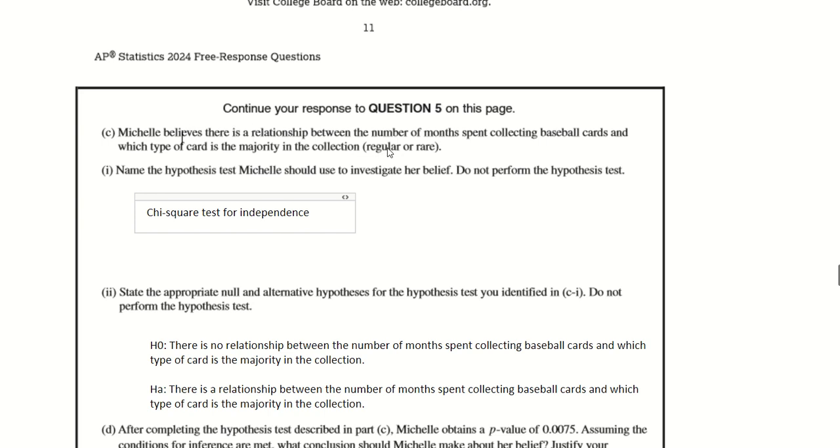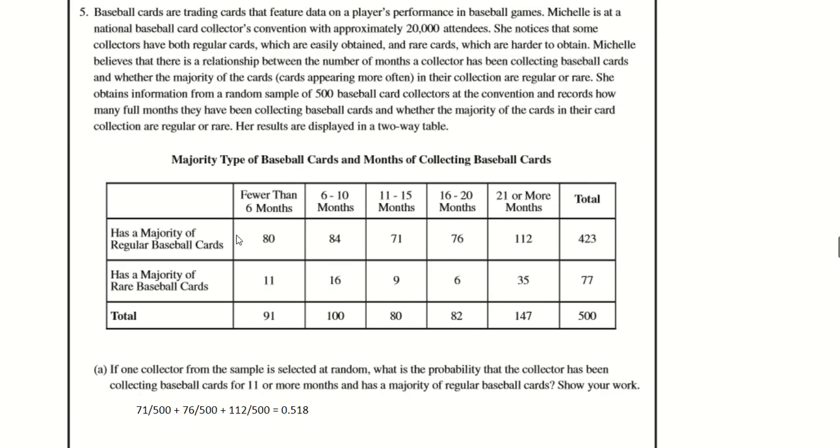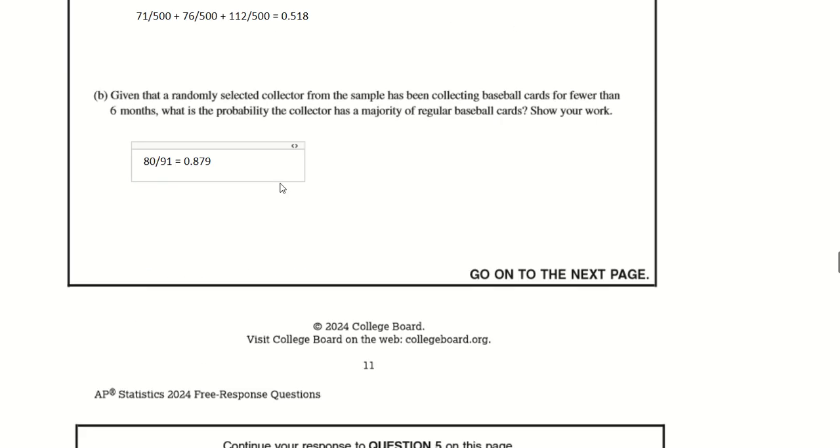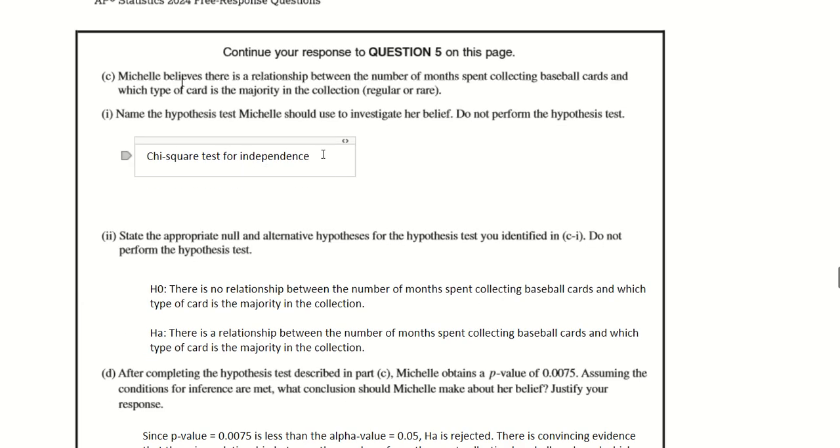Michelle believes that there is a relationship between the number of months spent collecting baseball cards and the type of card that is the majority in the collection. So the hypothesis test for this investigation would be a chi-square test for independence, because we are comparing distributions. It's not a chi-square test of homogeneity because we are not getting our samples from 2 populations. We are only getting our sample from 1 population, which is all the baseball card collectors at a convention. So it's a chi-square test for independence.